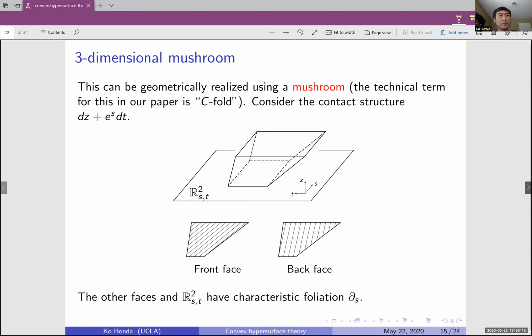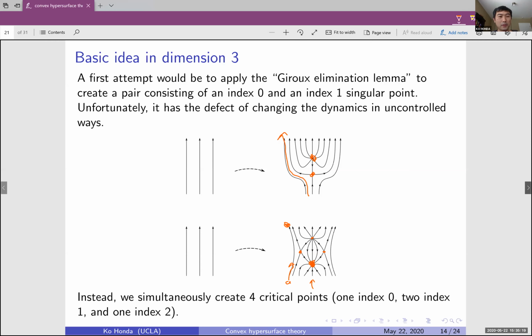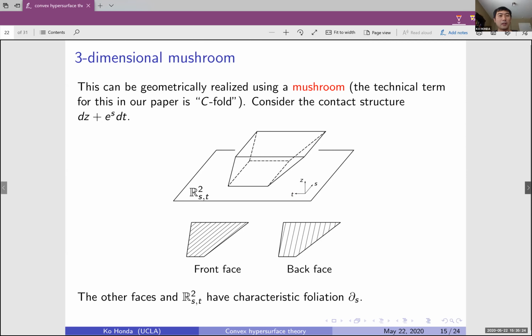Okay. And this can actually be done geometrically; so far this is just drawing some pictures. This can be done using a mushroom. The technical term for this in our paper is C-fold. I really don't like this C-fold terminology, but the reason it stayed this way is that if you searched and replaced, then C-fold turning into mushroom makes the paper longer. So that's why it wasn't done this way.